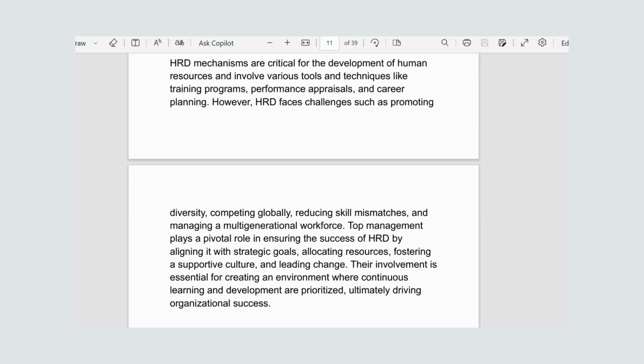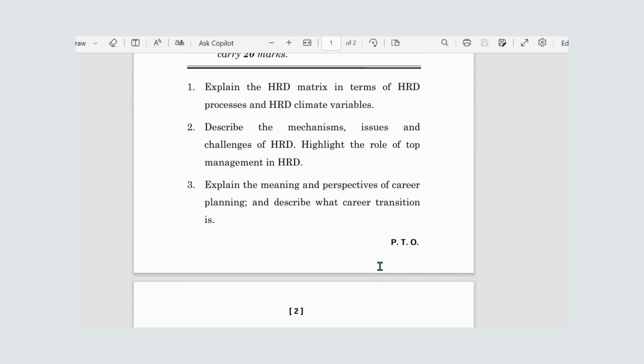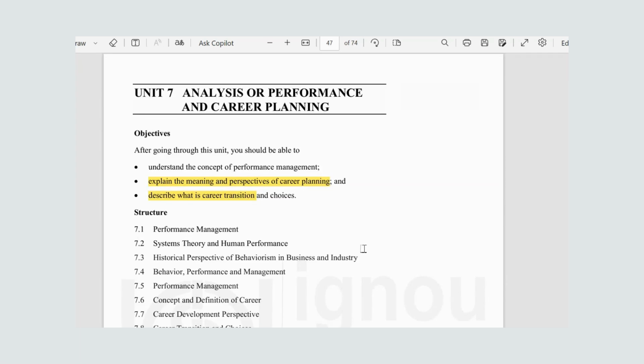Now let's see the third question. Explain the meaning and perspectives of career planning and describe what career transition is. This question has come from Block 2, Unit 7, Analysis of Performance and Career Planning. In this unit, you can find the meaning and perspectives of career planning and what career transition is. So let's see the answer for it.